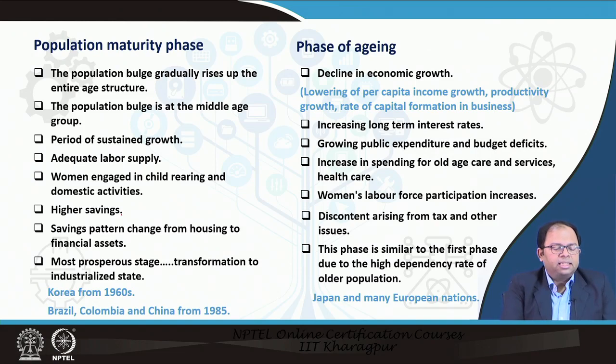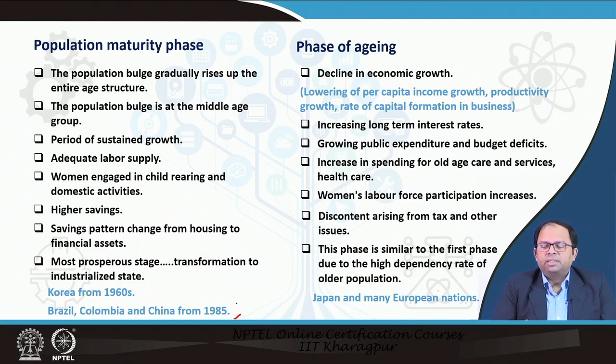Then there is higher savings. Saving pattern also changes from housing to financial assets. People instead of buying houses now buy secure financial assets, and this is the most prosperous stage, and gradually the country is transforming into an industrialized state. So this was Korea from 1960s onwards, and Brazil, Colombia, and China from 1985-90 onwards. So this is the maturity phase. This is the best phase, I would say, because this is the most prosperous phase, and this is when cities or countries become industrialized or developed.